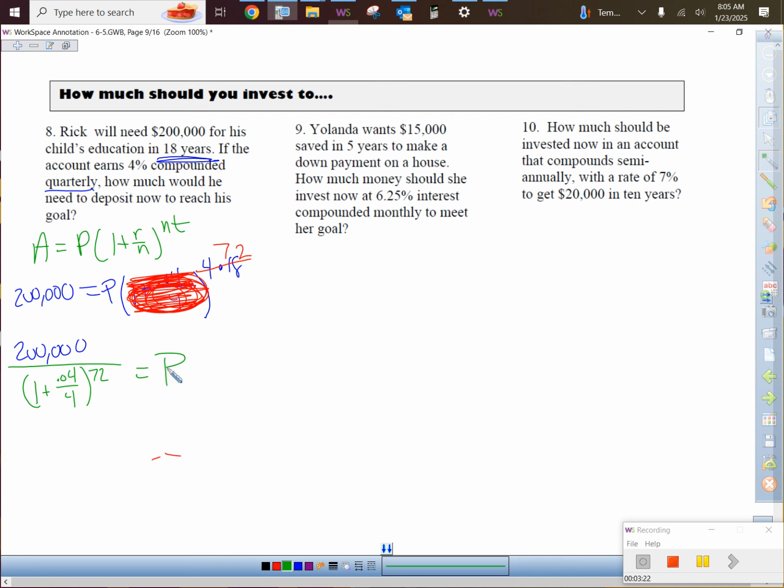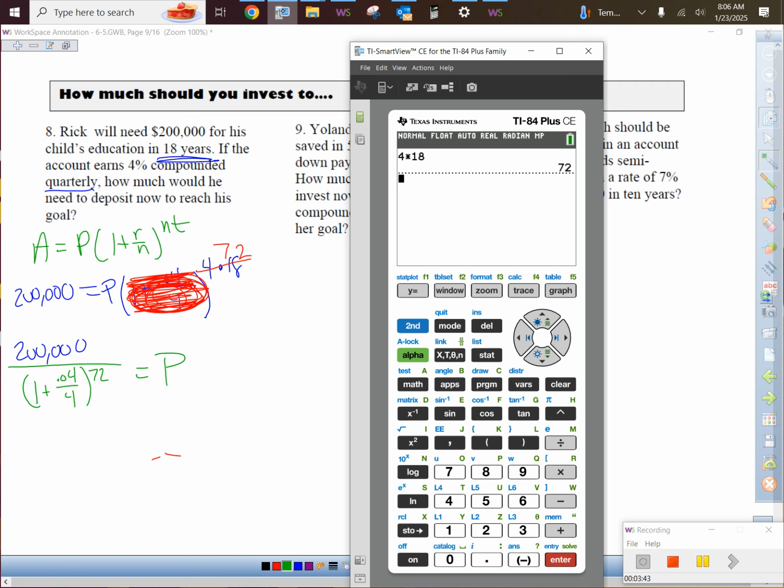So there's easy ways and there's hard ways. Here's what I'd call the easy way. I want to figure out that denominator first. Are we cool with that? Just punch with me. Clear everything out of your calculator, but make sure we're putting that in parentheses. It's got to be the parenthesis 1 plus 0.04 divided by 4, close it up, and raise it to the 72nd power. Was that the right exponent? To the 72nd power.